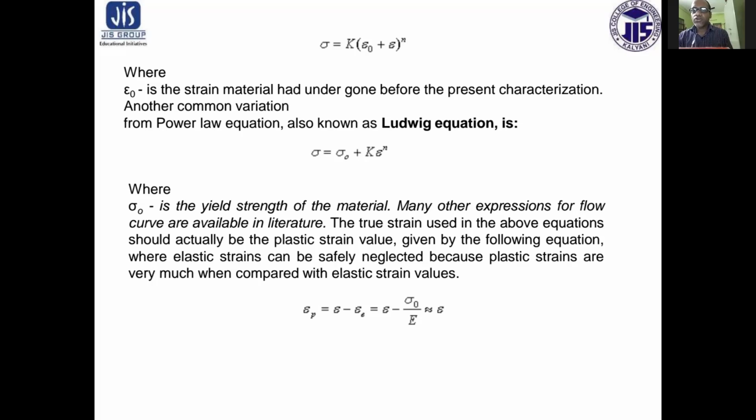From the power law equation, there is Ludwik's equation, sigma equal to sigma 0 plus K into epsilon to the power n, where sigma 0 is the yield strength of the material. Many other expressions for flow curves are available in literature. The true strain used in the above equations should actually be the plastic strain value given by the following equation, where elastic strains can be safely neglected because plastic strains are very large when compared to the elastic strain value.